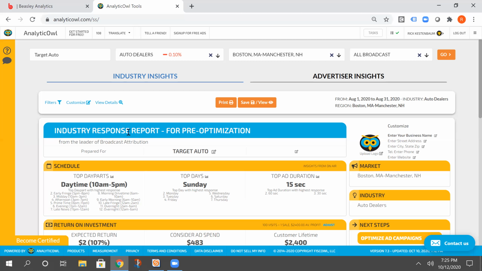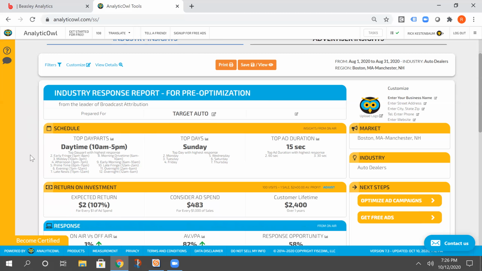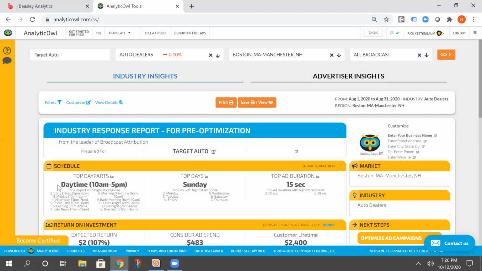First, it's called Industry Response Report for Pre-Optimization. It's going to say prepared for Target Auto. And it starts off with talking about what has worked best in this market. It's a great way to kind of prove right up front, given that not only do we know that broadcast works, but we know when and how it works best. So let's start the conversation off that way with our prospect or advertiser.